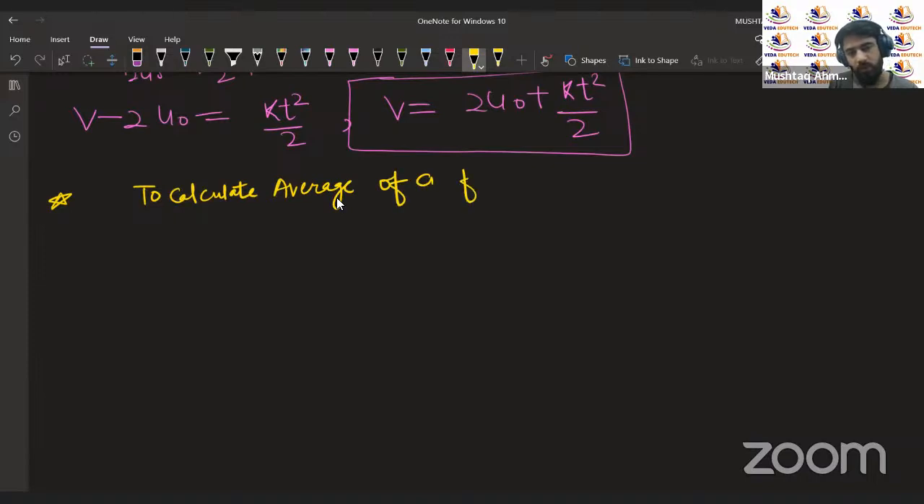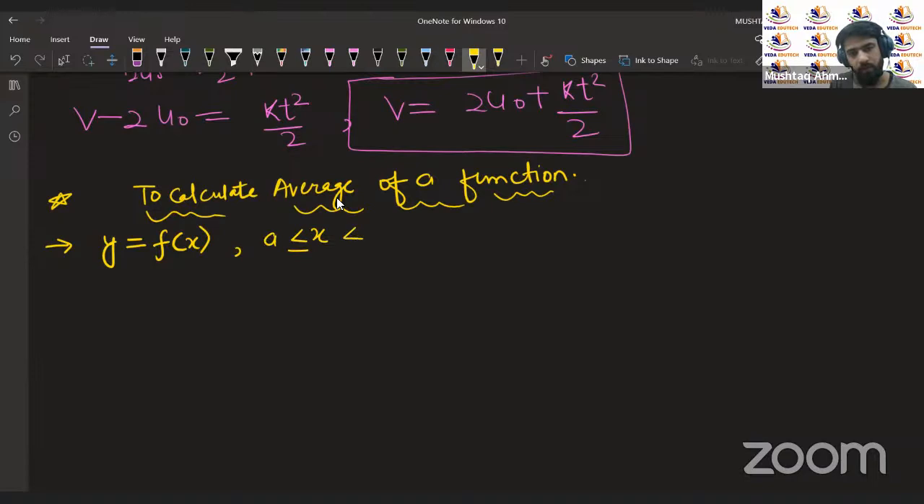So we use integration to calculate the average of a function, for any function. Suppose that our function is f of x, and we need to find the average of this function between the interval a and b. Then how do we find the average of this function? This is how we represent the average of a function.